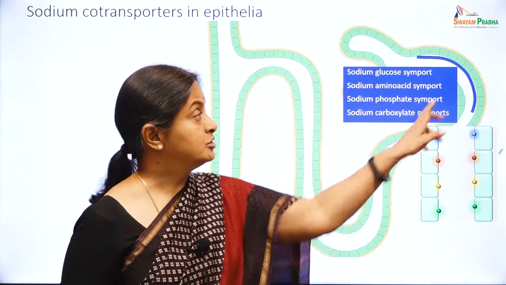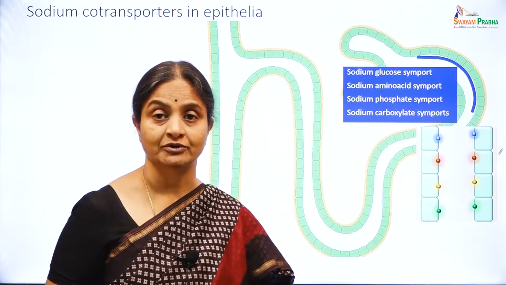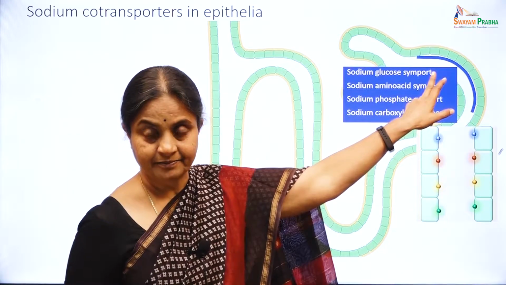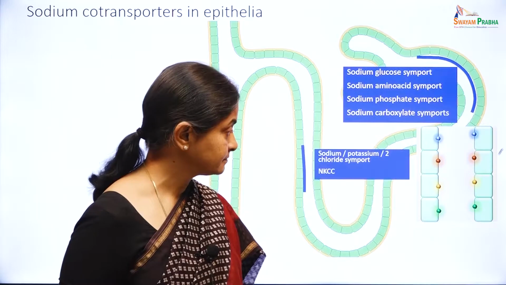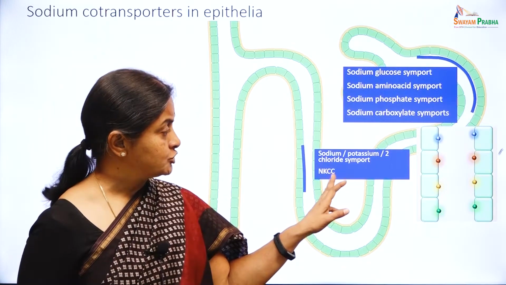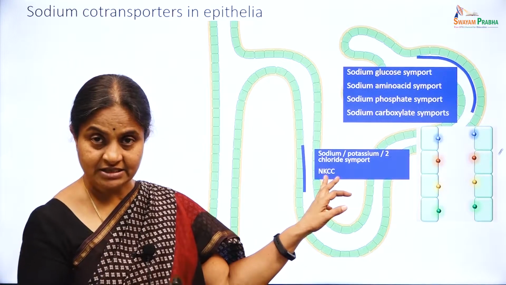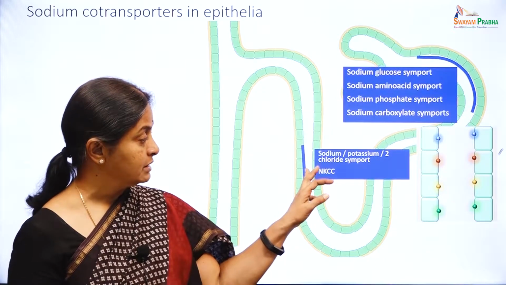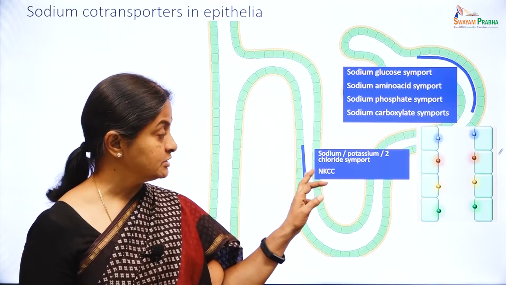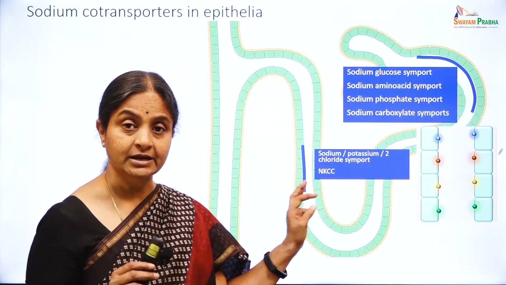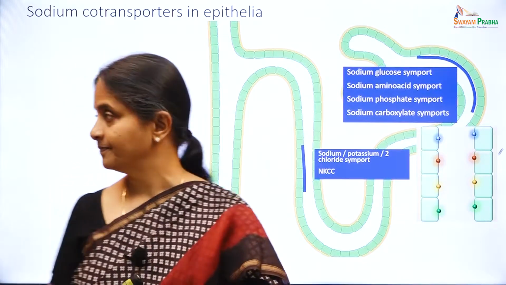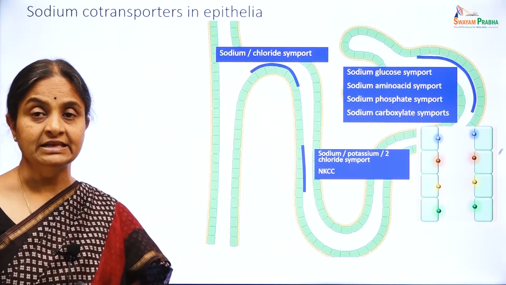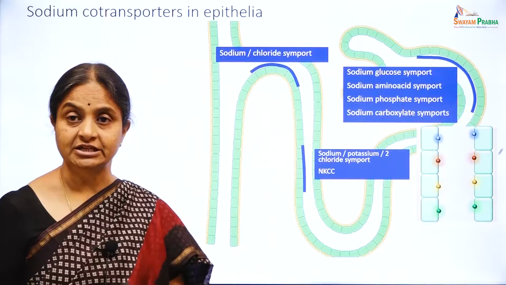These are found on the luminal border of the proximal convoluted tubule. This is the sodium glucose symport or SGLT. We will talk about that in the next slide. The sodium potassium 2 chloride symport, which takes 1 sodium, 1 potassium and 2 chloride ions from the lumen into the renal epithelial cell, is located in the luminal border of the thick ascending limb of loop of Henle. The sodium chloride symport or NCC is found on the luminal border of the distal tubule.